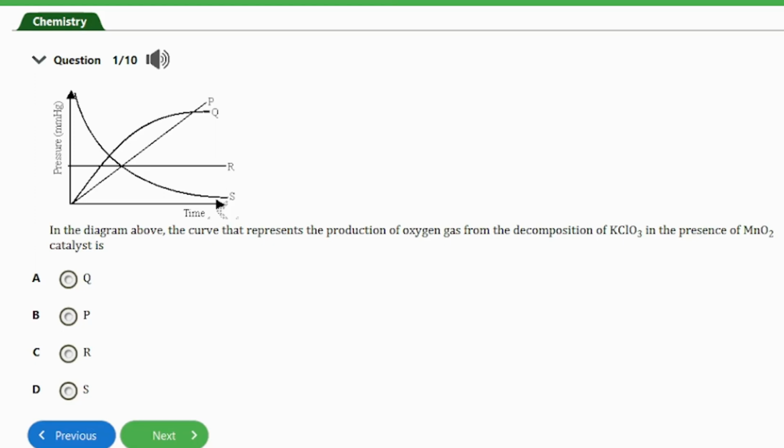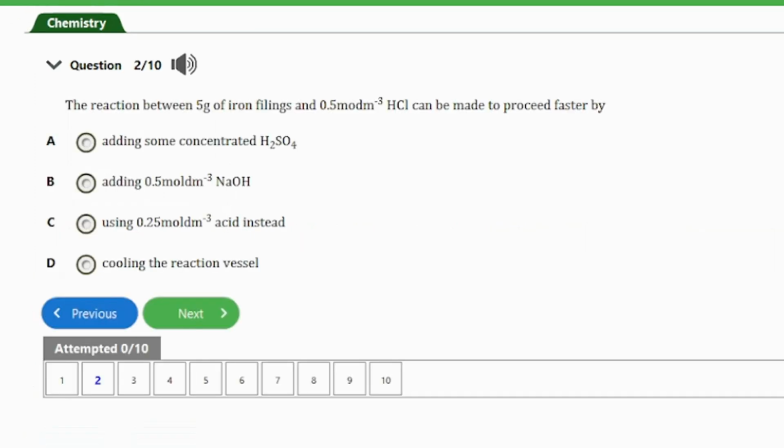Here we have a diagram, and the question says, in the diagram above, the curve that represents the production of oxygen gas from the decomposition of potassium trioxochlorate(V) in the presence of manganese(IV) oxide catalyst is A, Q, B, P, C, R, D, S. So guys, the curve that represents the production of oxygen from the decomposition of potassium trioxochlorate(V) is the P here, and that's option B. So let's go ahead and check out the next question.